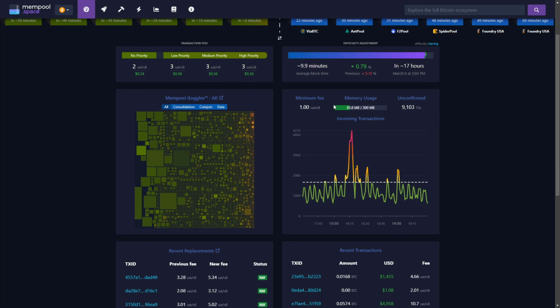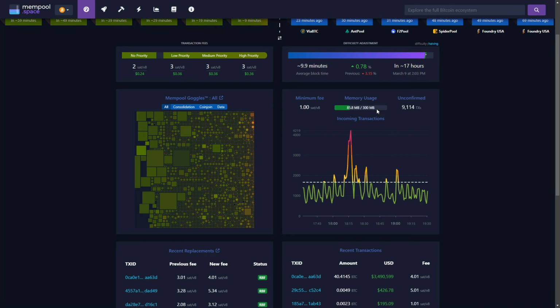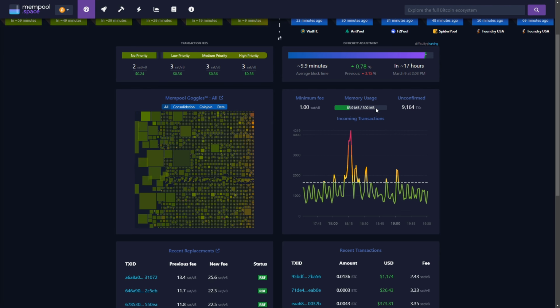And here is the memory usage. So if you are running your own Bitcoin node, you can change this setting based on your own node. But the default setting for Bitcoin is to only hold the last 300 megabytes worth of transactions that have the highest fee. I believe that's actually what is occurring here.